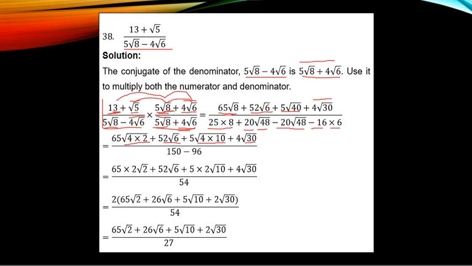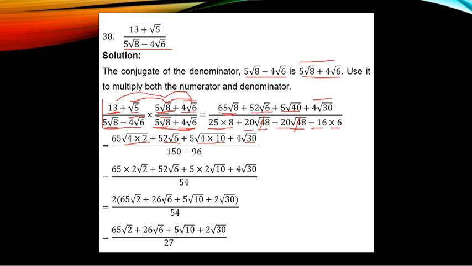For the denominator, plus 20 root 48 minus 20 root 48. These two terms turn to 0. That is like saying plus 1 minus 1. You have 1 and you are owing 1. By the time you pay, nothing is left. So the two terms disappear.